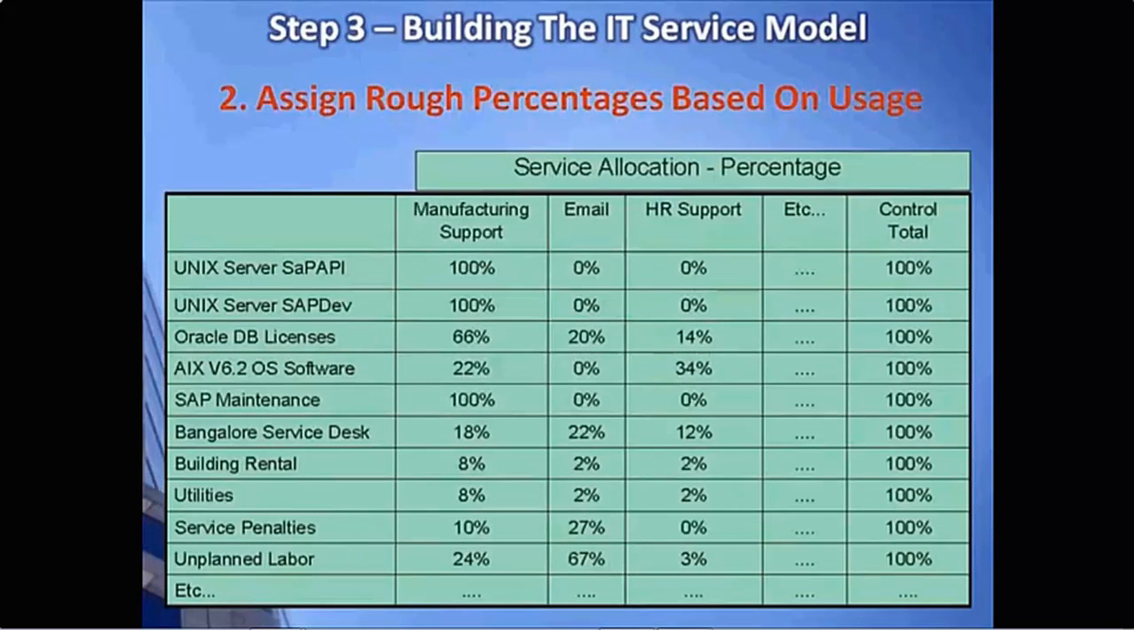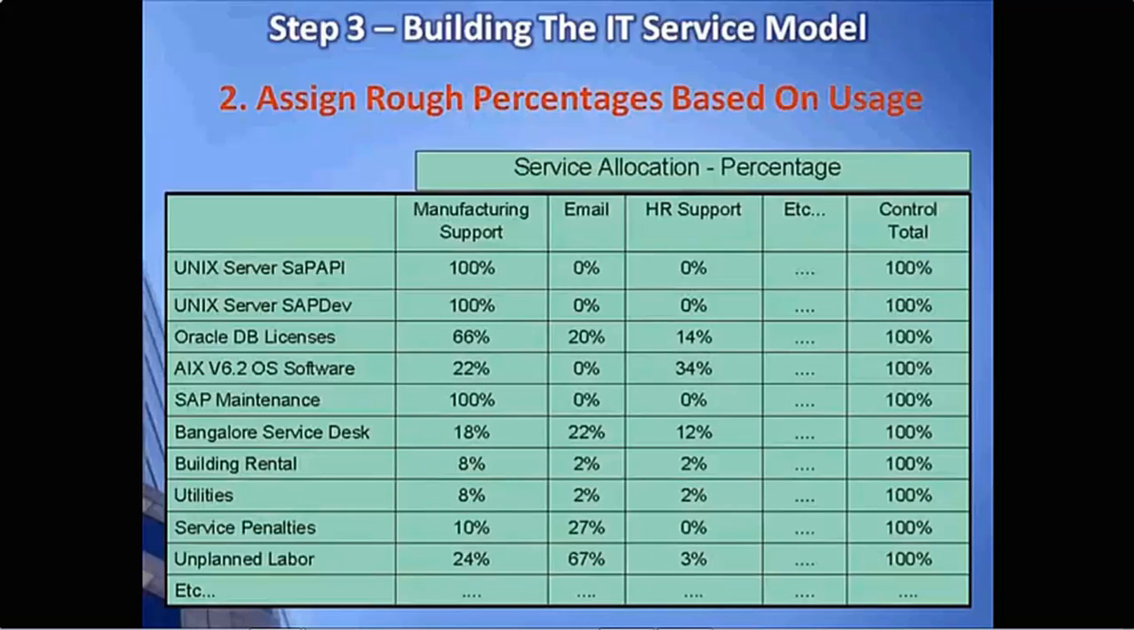Slide 21. Now that we've identified where those service assets are used, let's now assign a rough percentage based on how much of that service asset is used to support each service. So in this example, I've simply replaced the X's with percentages. I have a control total column that just makes sure all the percentages add up to 100%.